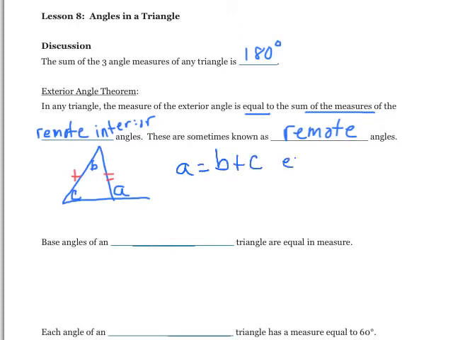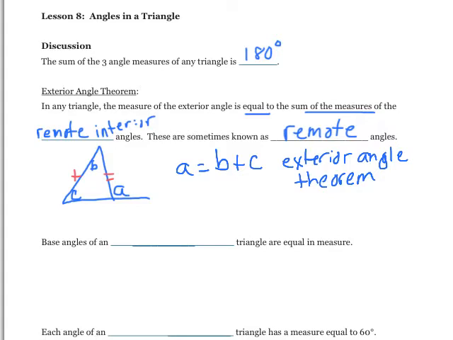And that is the exterior angle theorem. The exterior angle is equal to the sum of the two remote interior angles. But our reason can be the exterior angle theorem. Okay, so we're going to be using that in class.